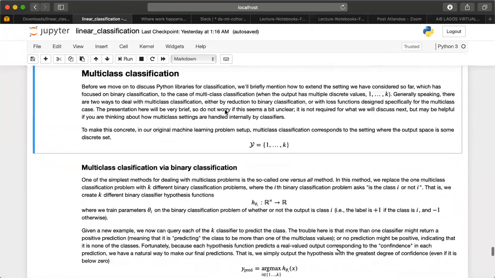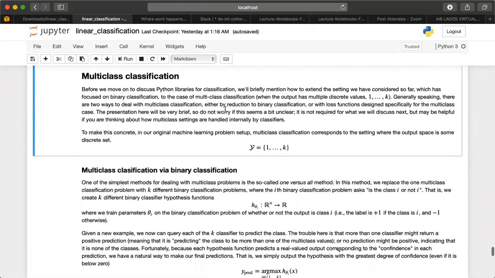Okay, so next is multi-classification. What we've been doing so far, right? It's basically binary classification. That's the truth. So it's binary classification we have actually been working with. But you can have cases where it's more than one class, right?